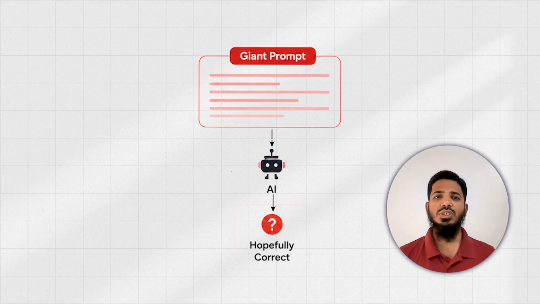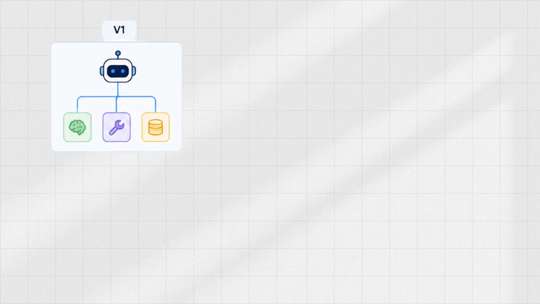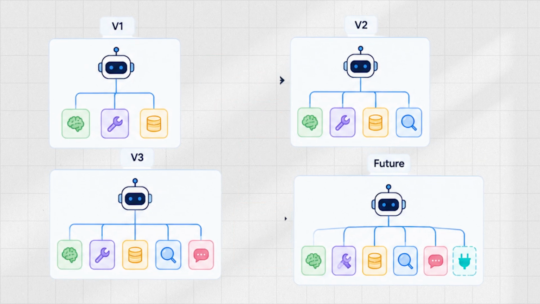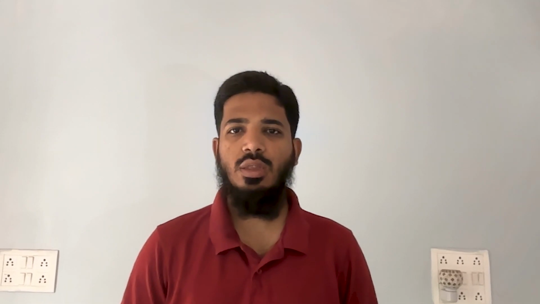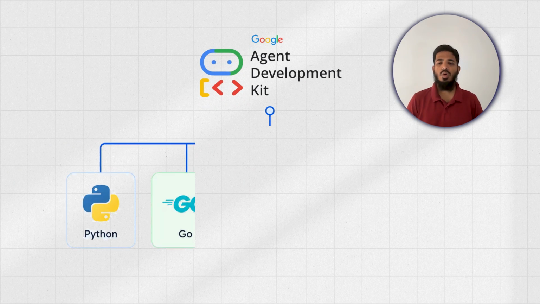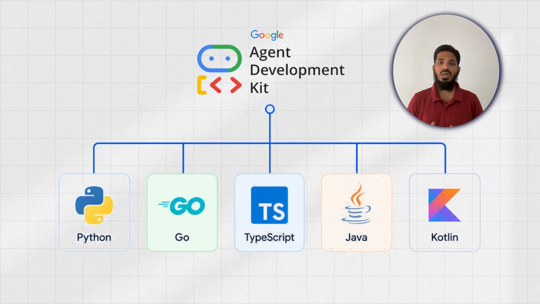Instead of creating a giant prompt and hoping that it behaves correctly, you create a very structured agentic system that can actually evolve over time. One of the biggest strengths of ADK is the multi-language support. So we are not locked in to a single language. Google ADK supports Python, Go, TypeScript, Java, and Kotlin. So we can work in our preferred language.